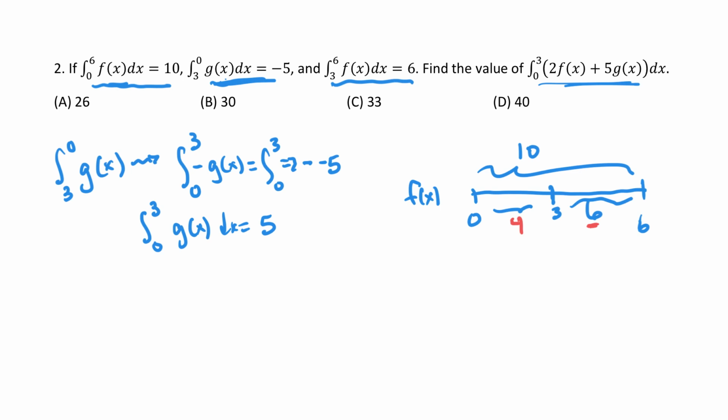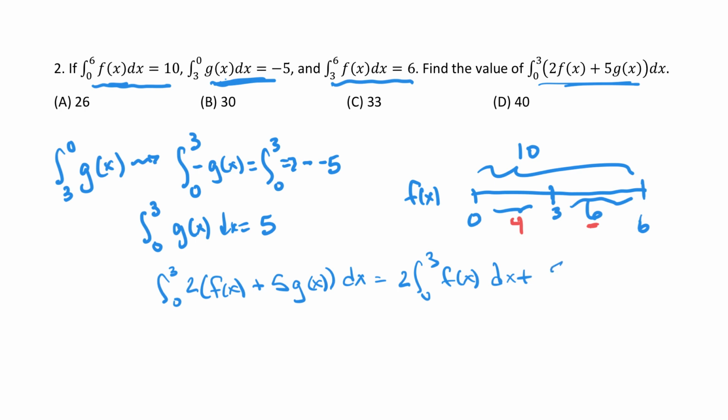So let's put all this together into what they're asking us to do. This is the integral from 0 to 3 of 2 times f of x plus 5g of x dx. I'm going to put a 2 out here, and I'll put the f of x dx plus, now I'll put the 5. Remember the integral can be split apart into both, kind of like it's a distributable type function. So this becomes 0 to 3 of g of x dx.